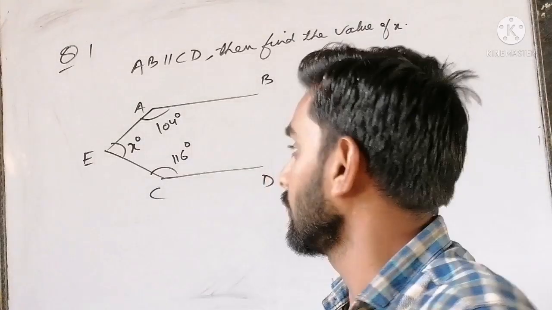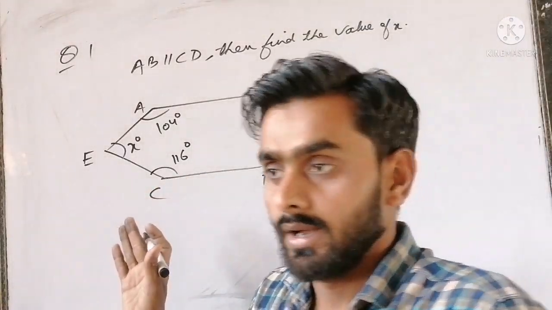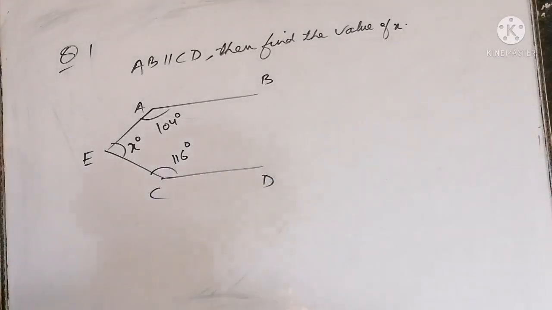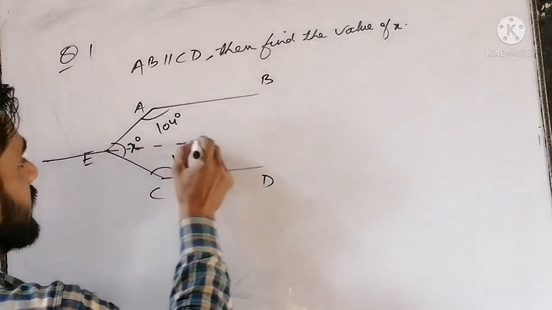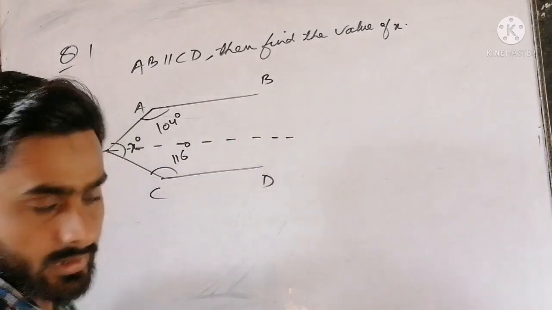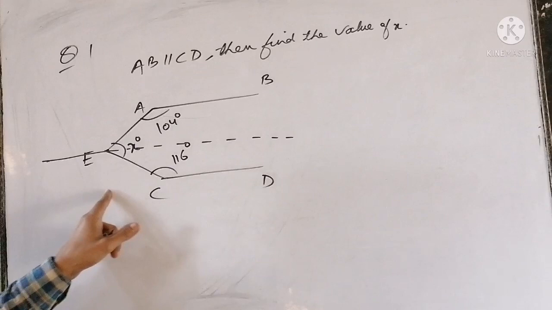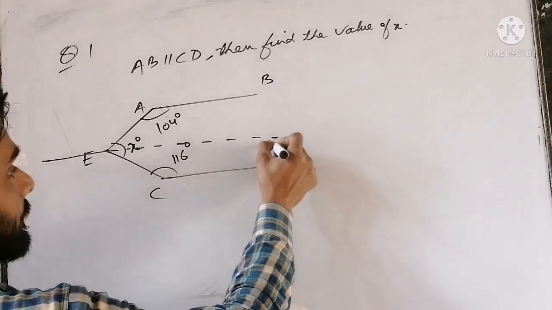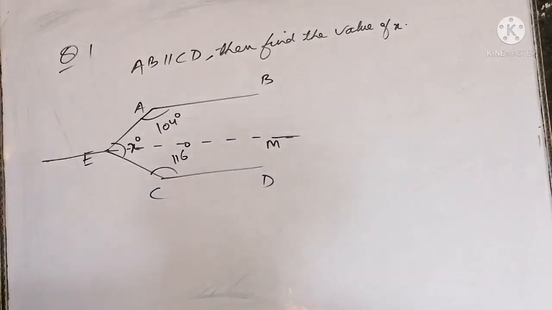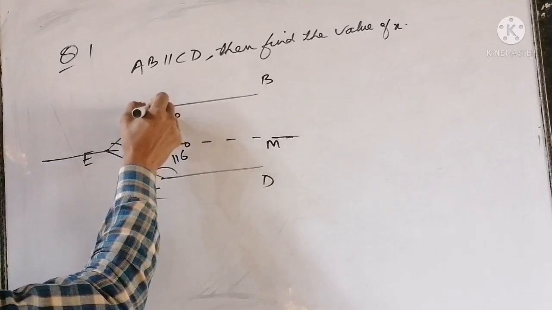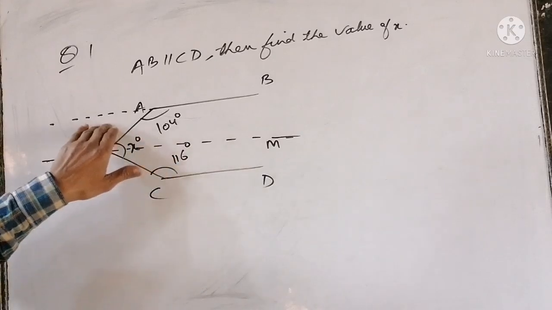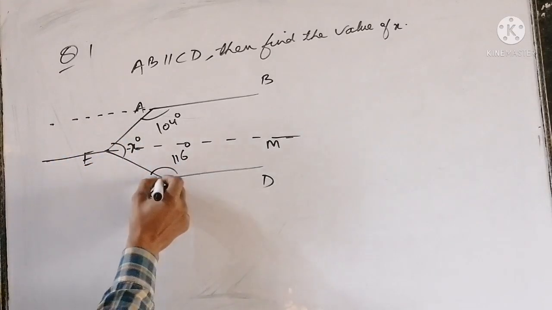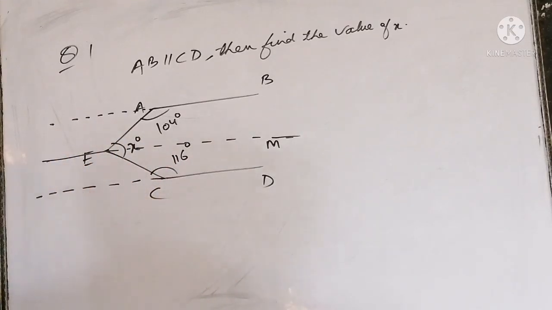How can you find the value of x? We will draw a line parallel to AB and CD. We call this line EM. We also extend the lines AB and CD backward. Then see here please.